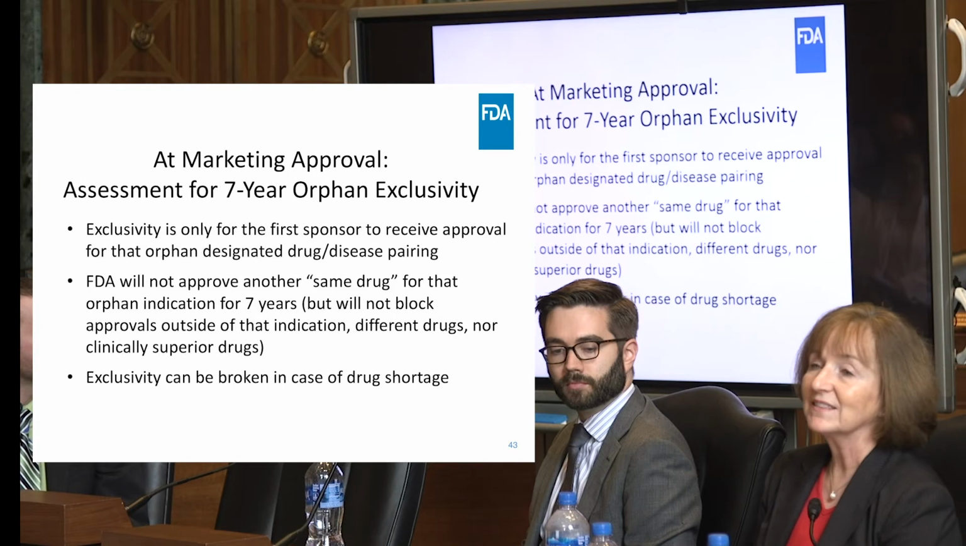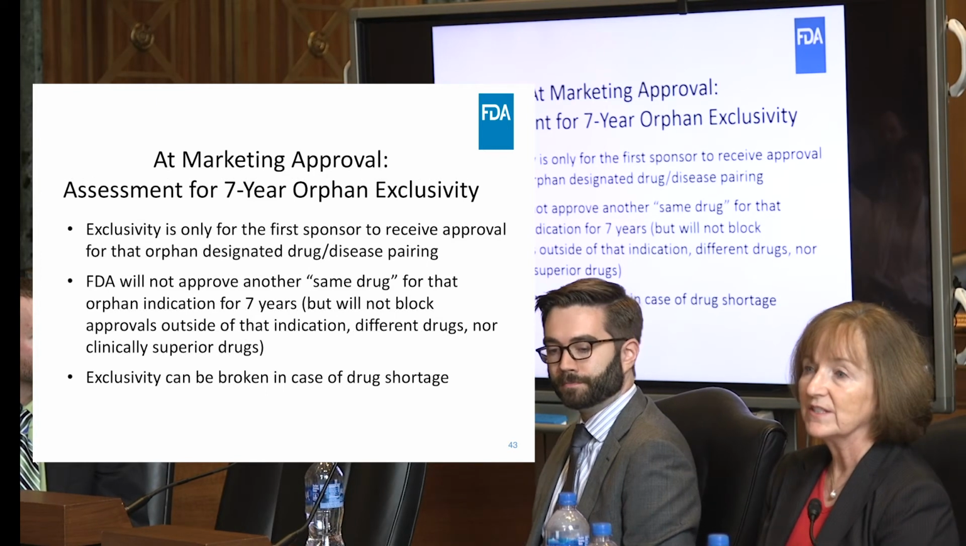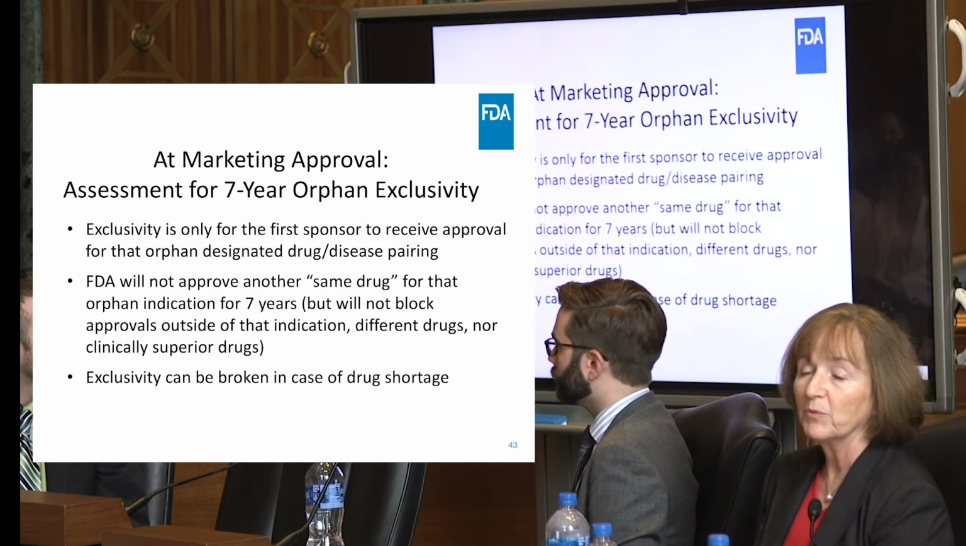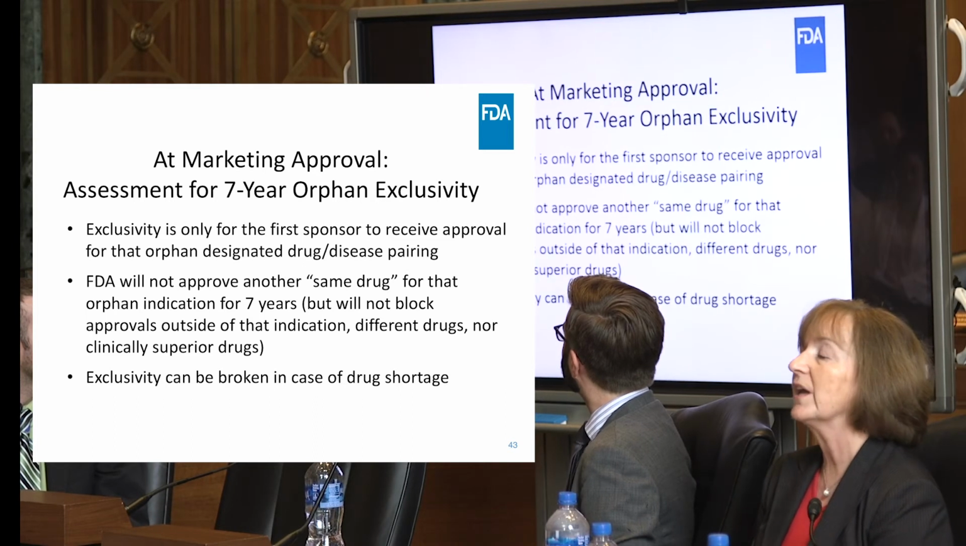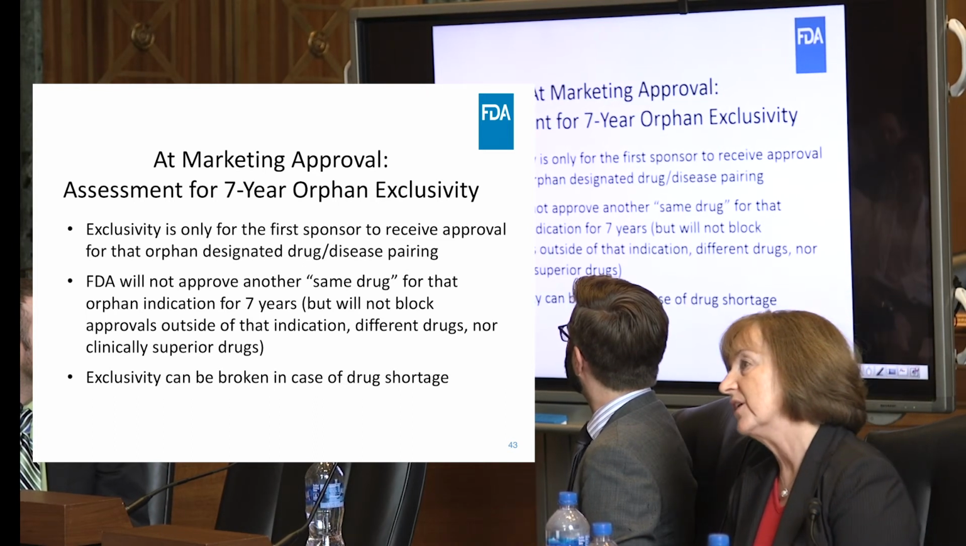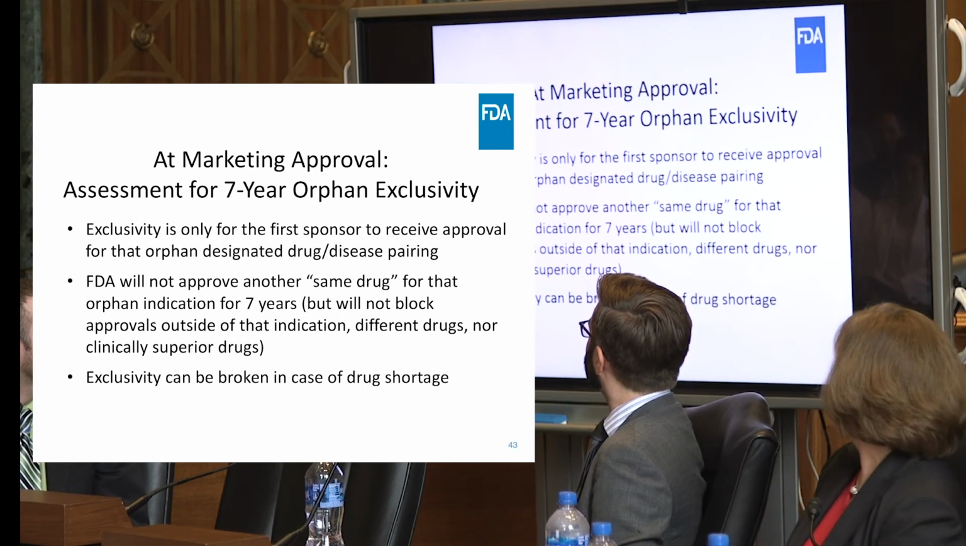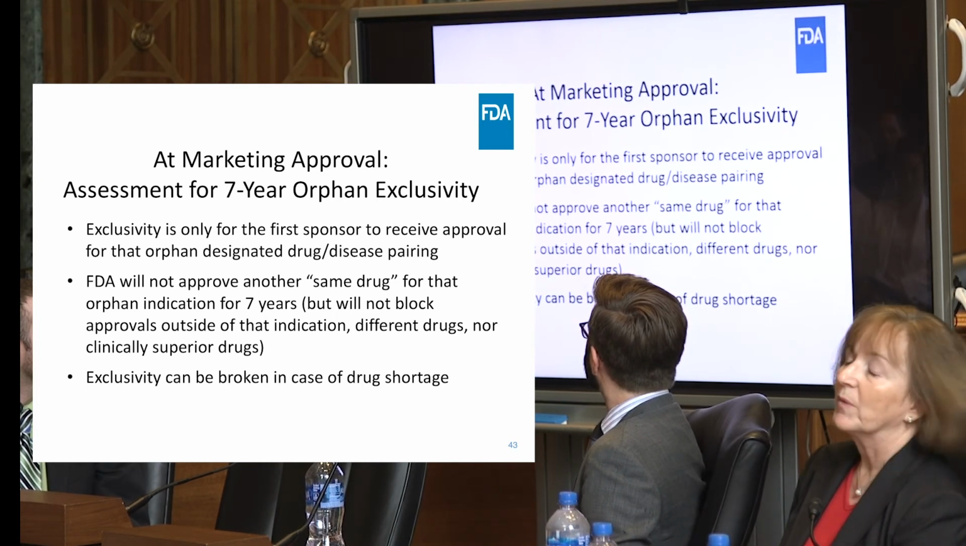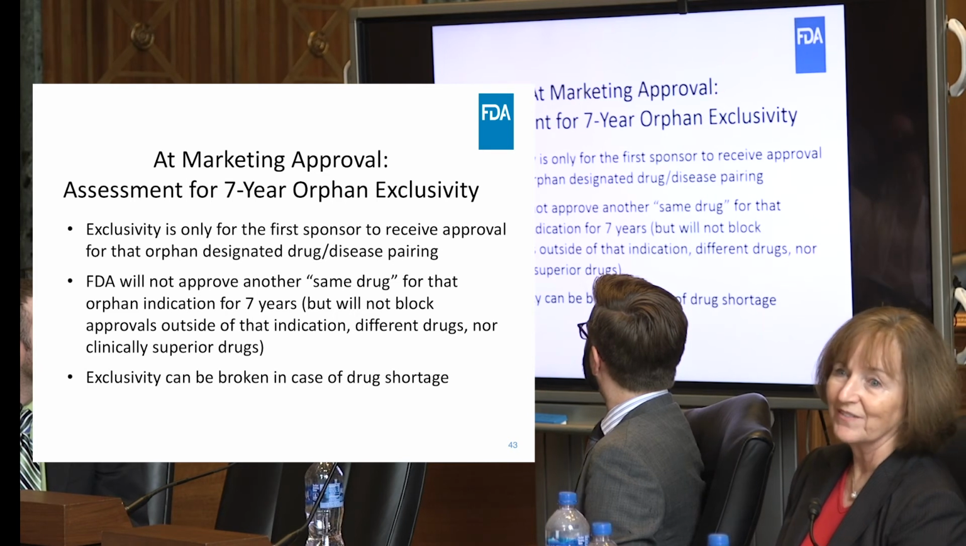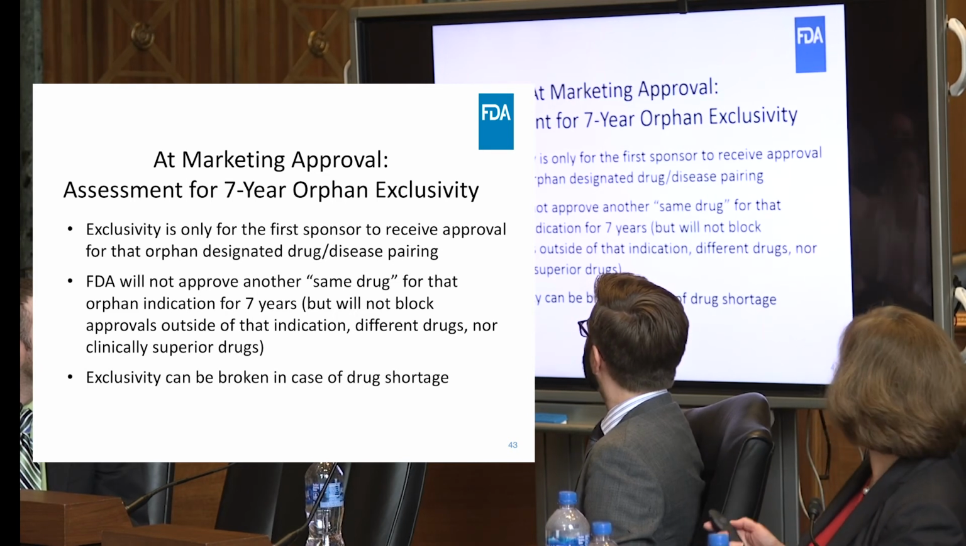And lastly, after the designation is there, if a marketing approval is successful, we will look at whether you meet the criteria for exclusivity for the 7 years. Exclusivity can be broken in case of a drug shortage, but we otherwise would not approve the same drug for that same indication for 7 years.